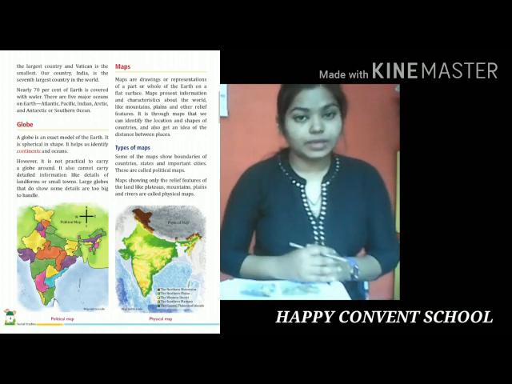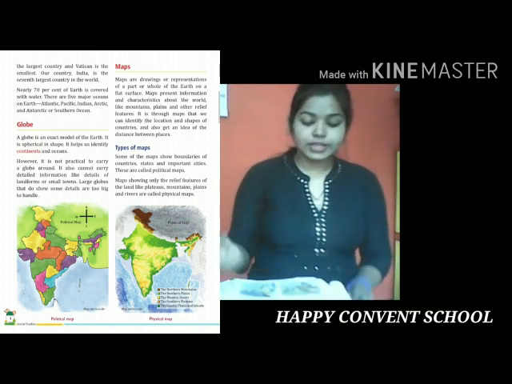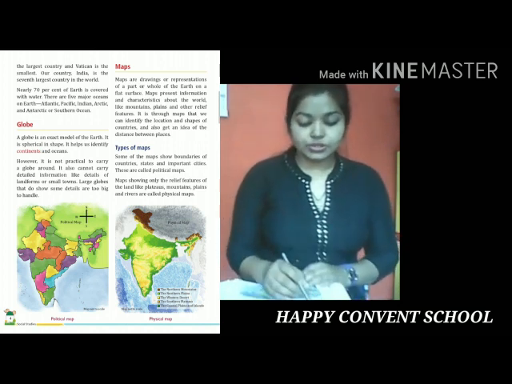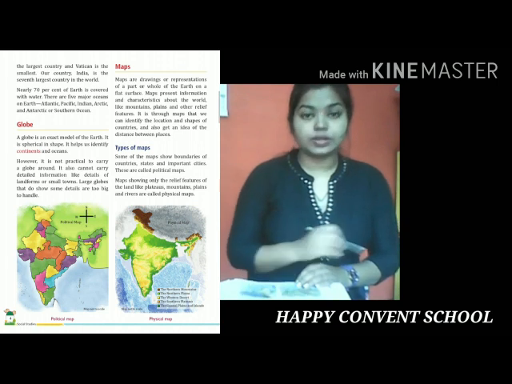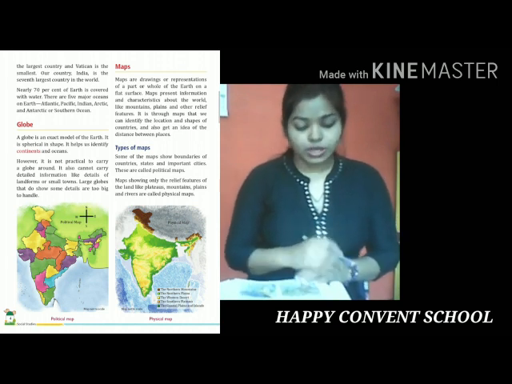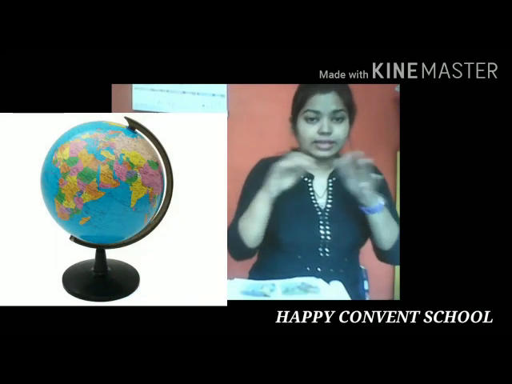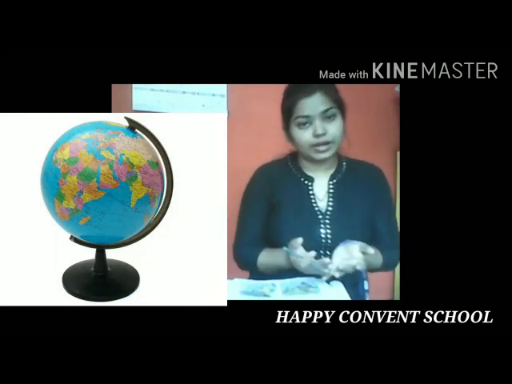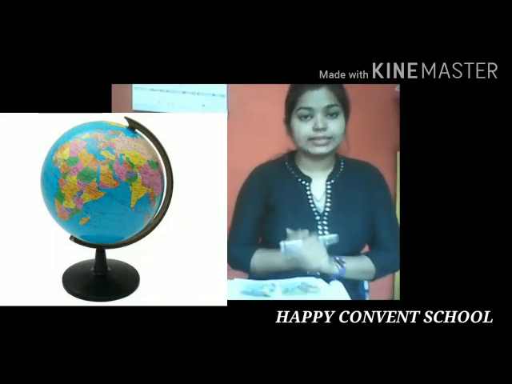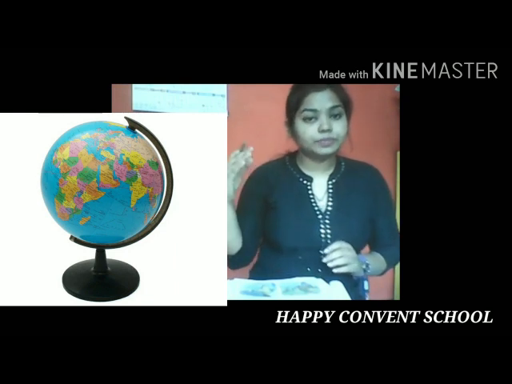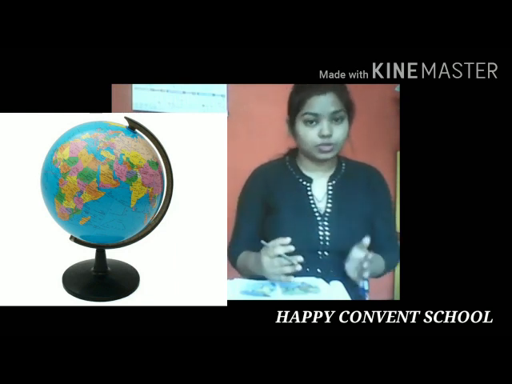So our next topic is the globe. A globe is an exact model of Earth. It is spherical in shape. It helps us identify continents and oceans. So a globe is exactly the shape of the Earth, and it helps us to identify the continent portion and the ocean portion.